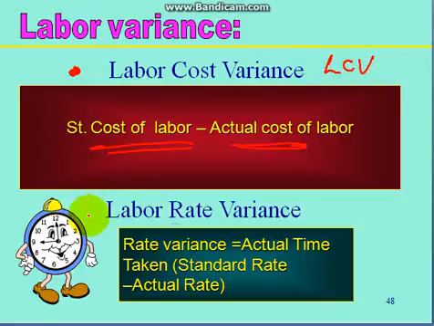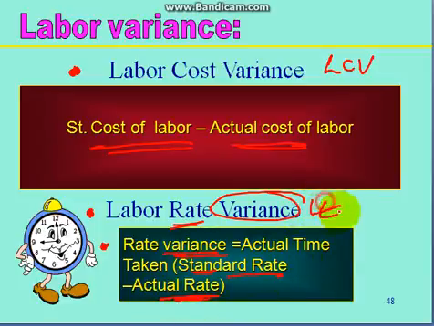If you want to find the labor rate variance, then this is the formula. That is, rate variance is equal to actual time taken into bracket standard rate minus actual rate. So when you want to find out the variance of rate, you need to subtract standard rate minus actual rate into the actual time taken. That is going to give you labor rate variance.